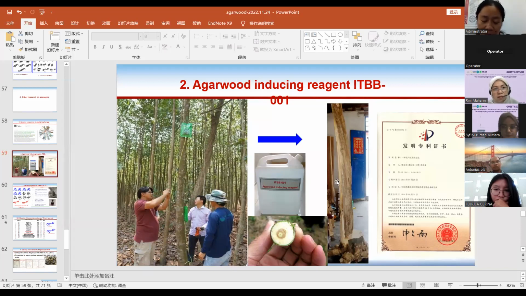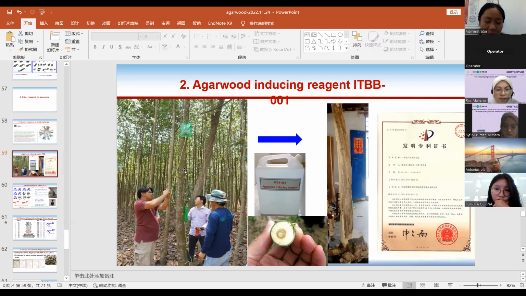Then after being stimulated by the reagent, this part will grow the agarwood. So after some time like this, the whole tree will grow the agarwood. This is the second method we now use very widely. And also the second method is, I don't have the picture here, cutting the trees. After cutting, we spray some fungi to the cutting place, and then this place will grow fungi, grow agarwood.